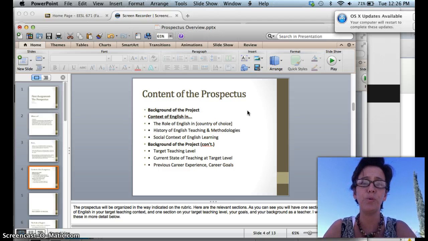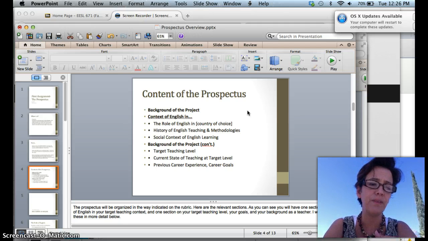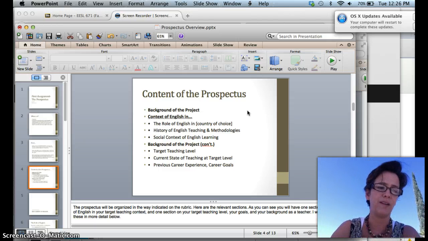Then part 2 is more about you and the target teaching level that you want to teach. So you can see you would have a subsection describing your target teaching level, a subsection describing the current state of teaching at the target level, and a subsection describing previous career experience and your career goals. Now I'm going to go through each one of those individually.